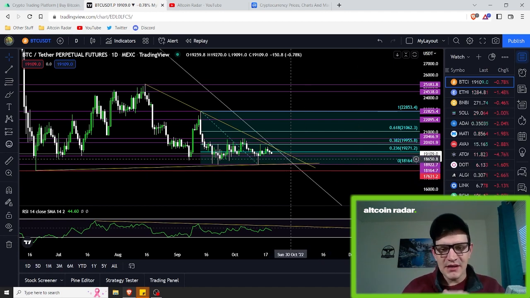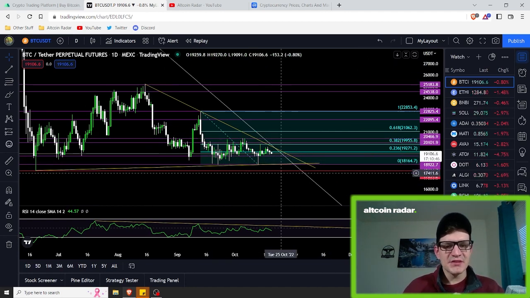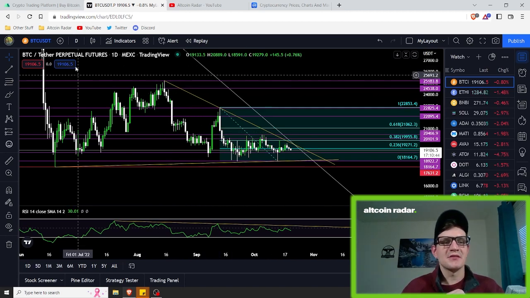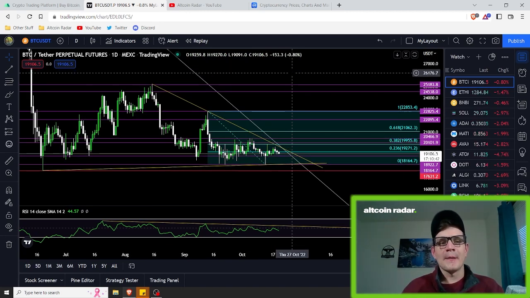So let me go ahead and get rid of these lines here. As you can clearly see, I am on the daily chart on Bitcoin. Here's the thing, guys: I mainly trade the daily chart. I don't trade on a regular daily basis, mainly because I simply don't have time for it. So I'm usually on either the daily chart or the 4-hour chart.